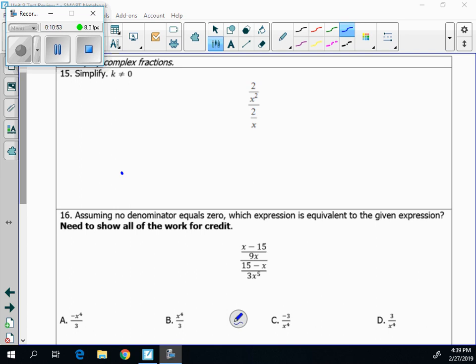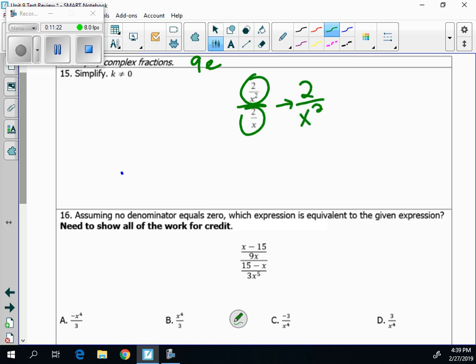Alright, so this was 9e. This is actually 9e in your notes. Here we have what are called complex fractions. We have a fraction divided by another fraction. So this is doing division again. It's very similar to what you did on D. You could rewrite it if you'd like. So it's horizontal division.